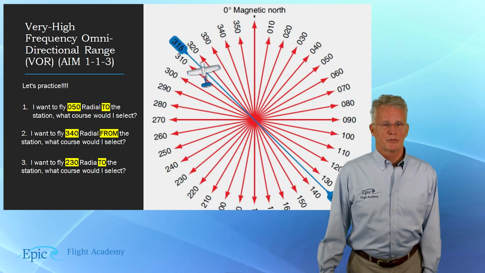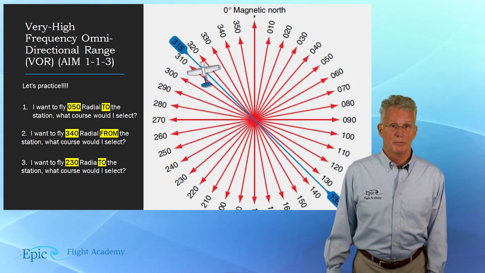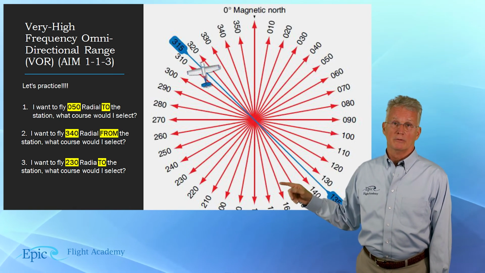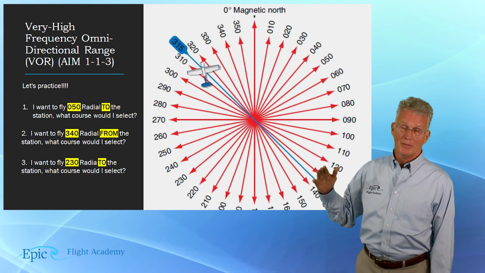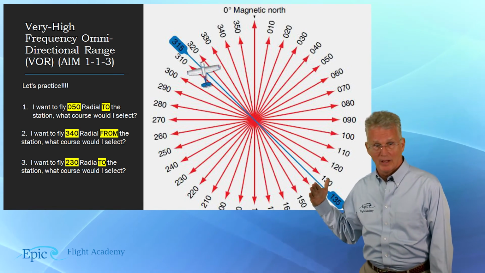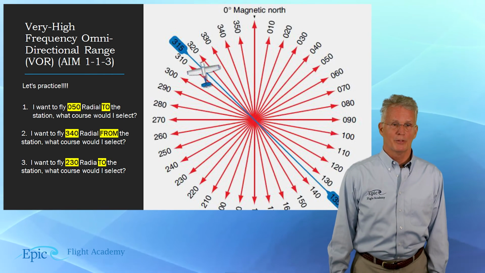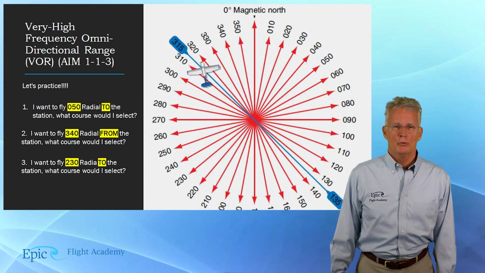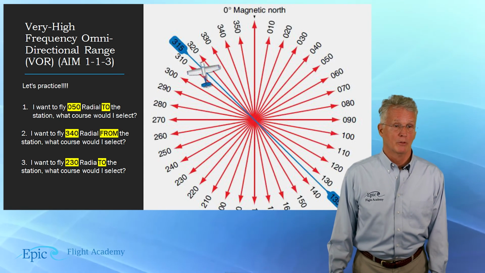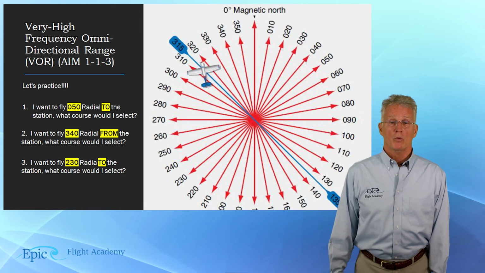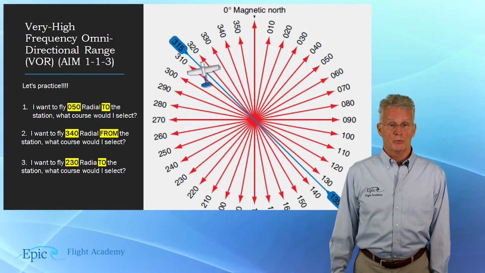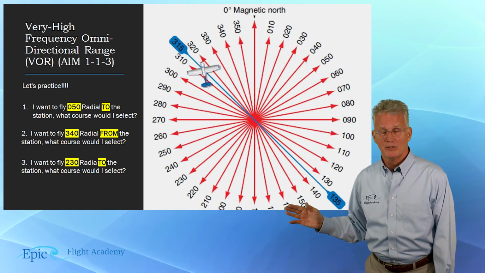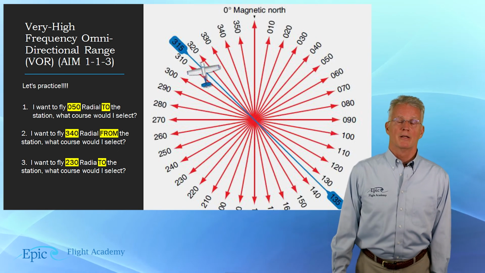You want to fly the 340 radial from the station. Well, you would select the 340 radial and dial in a from indication, and you would be flying a heading of 340. And finally, example number three, you want to fly 230 to the station. What course would you select? Well, you would have the 230 radial, but to fly to the station, you would be flying 050.